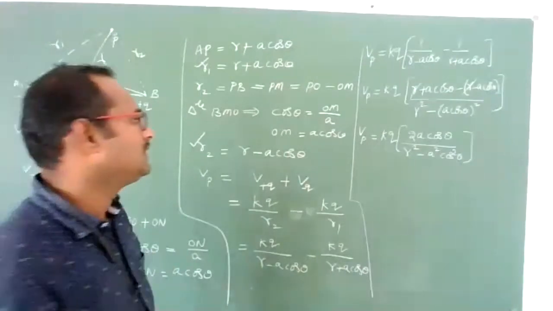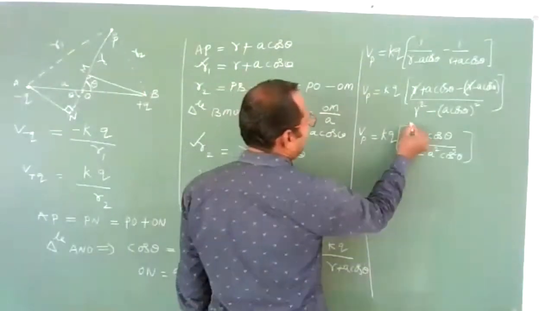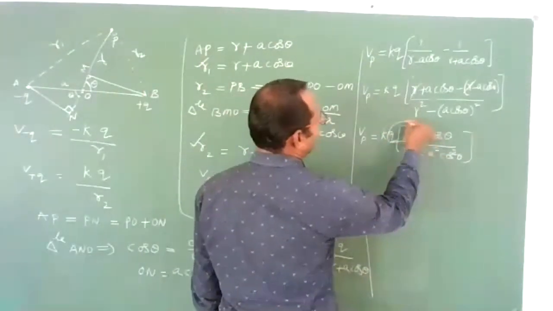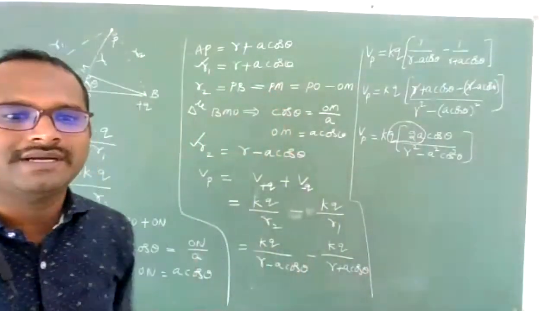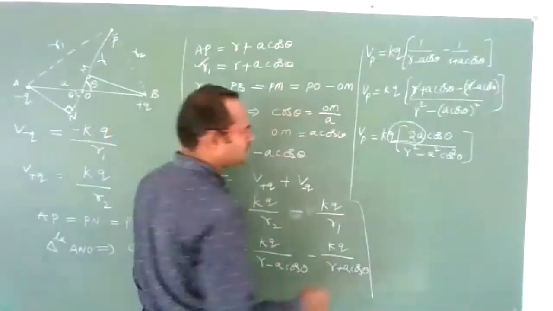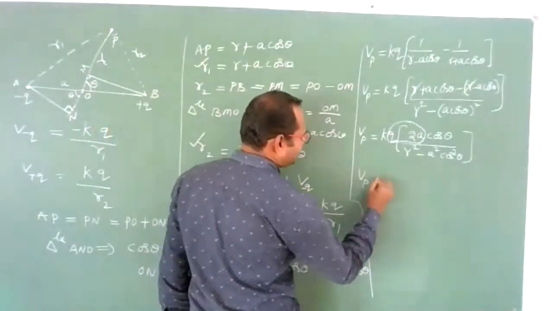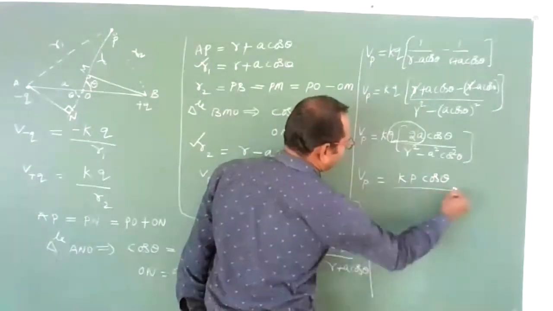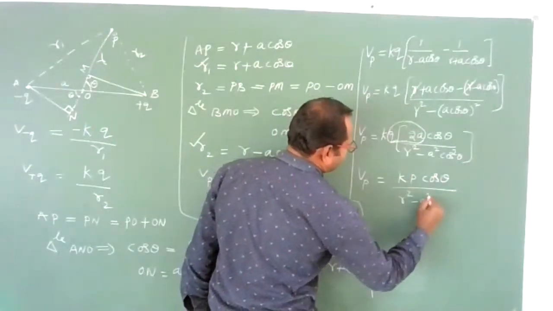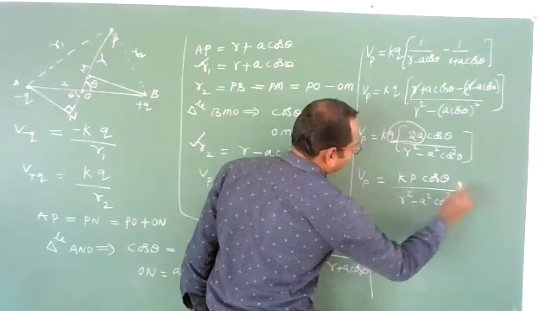See, students, as we know, Q into 2A is dipole moment. Q into 2A is what? Dipole moment, as we know. So you can write V equal to KP cos theta divided by R square minus A square cos square theta.